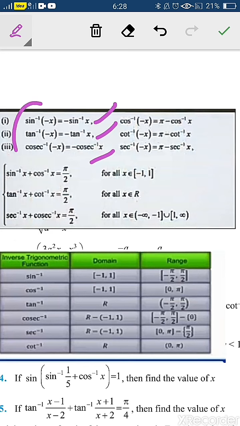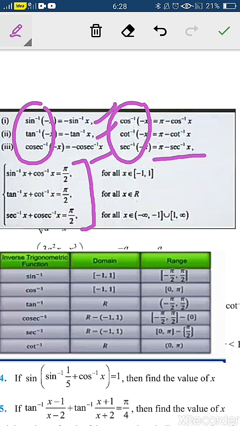I already told you, sine, tan and cosecant are friends, and cos, cot and secant are friends. So whenever they have the negative signs, we will put pi minus cos inverse x, pi minus cot inverse x, and so on. And we knew this: sine inverse x plus cos inverse x is equal to pi by 2. Tan inverse x plus cot inverse x is equal to pi by 2. Secant inverse x plus cosecant inverse x is equal to pi by 2.